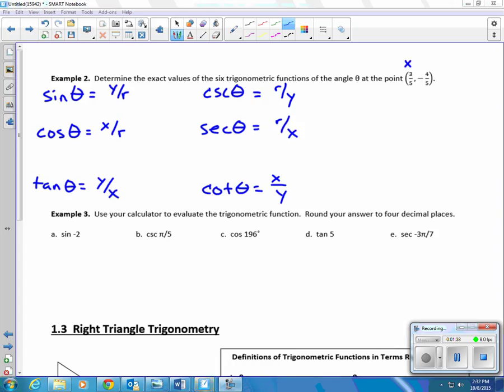X value is 3 over 5. What's the y value? Now, I do need one more variable. What variable is not listed up there? R. What do you think R is? 1. Most of the time when we're working in the unit circle, it will be 1. But there are times we step outside the unit circle, and then it's not 1 anymore. So let's make sure that it's 1.